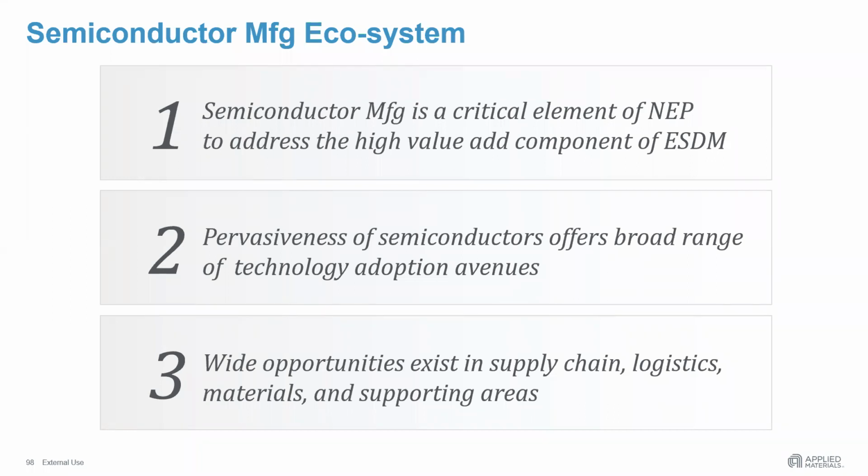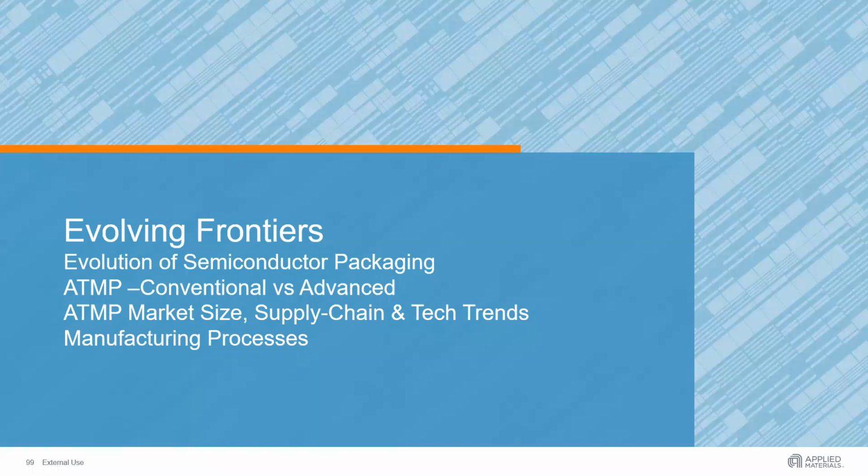Semiconductor manufacturing is a critical element of the national electronics policy. It is pervading, it's actually going to go across all the industry segments for the next few years. And there are going to be huge opportunities in supply chain, logistics, materials, and supporting areas if we tap it properly. So now let us go back to the evolving frontiers of semiconductor packaging.